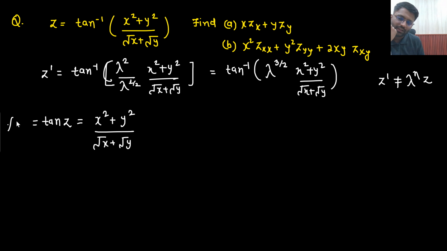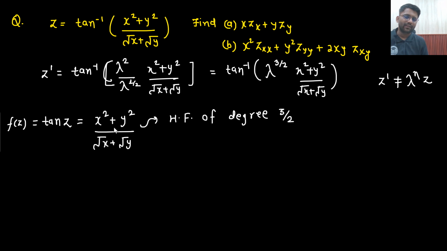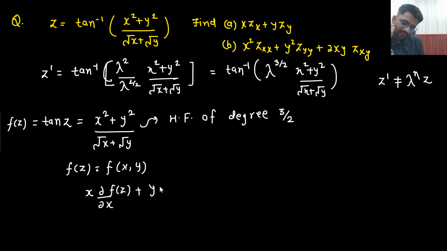So let's call this function f of z. Okay, let's call this function f of z. So f of z is a homogeneous function of degree 3 by 2, right? It is a homogeneous function of degree 3 by 2. F z is a function of x comma y, right? So what I can write down is x into del by del x fz plus y del by del y fz will be equal to 3 by 2 fz. Do you agree to this point?